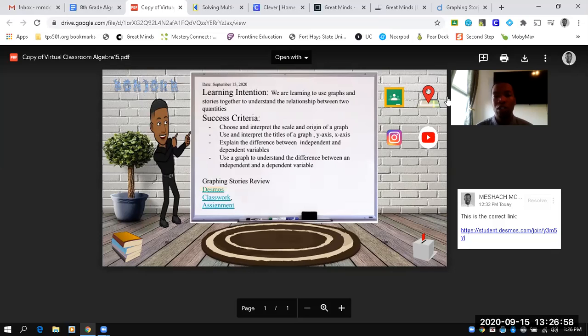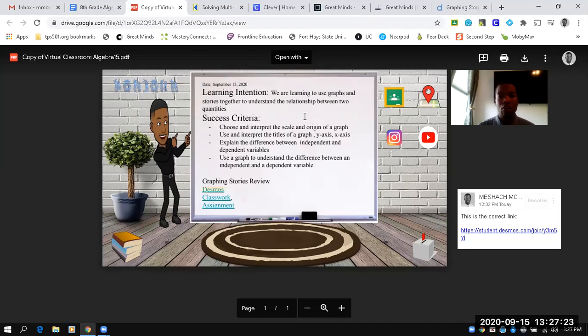We'll choose and interpret the scale and origin of a graph. When we're able to do that, we'll know that we've successfully mastered the learning intention. We're also going to have to be able to use and interpret the titles of a graph, like the y-axis, the x-axis. We've got to explain the difference between independent and dependent variables. And then we're going to use a graph to understand the difference between an independent and a dependent variable.